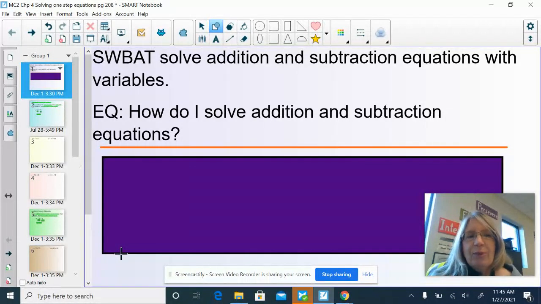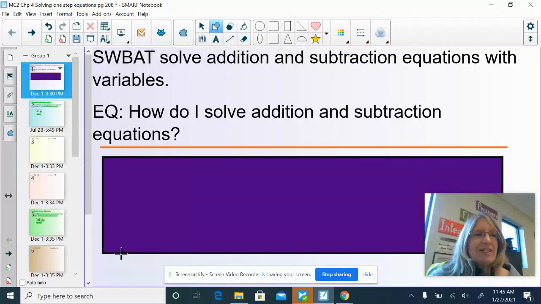Okay, student will be able to solve addition and subtraction equations with a variable. How do I solve addition and subtraction equations? That's your essential question, and you have to show the steps, even though you can do it in your head.